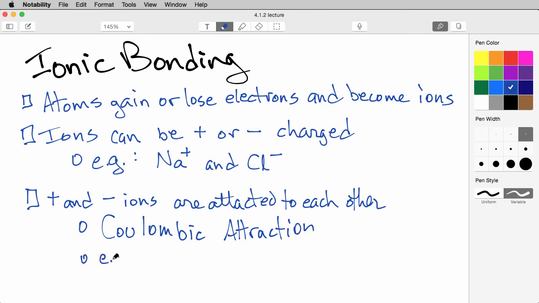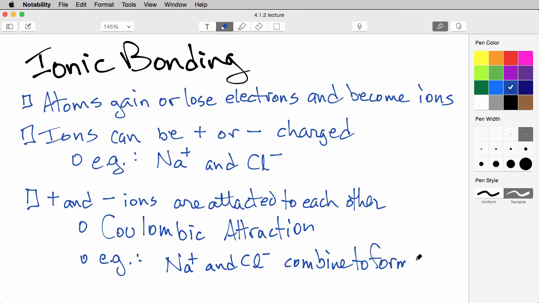And a simple example of that is that the sodium ions and the chlorine ions combine to form NaCl, which is a salt.